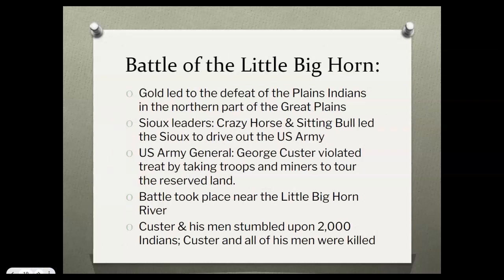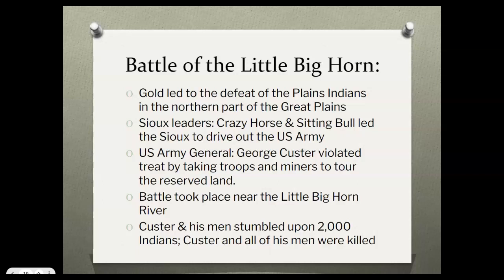One significant battle that we're going to discuss is the Battle of Little Bighorn. As we just mentioned prior, gold has been discovered, and so the settlers are moving into this area by great numbers. Sioux leaders such as Crazy Horse and Sitting Bull would lead the Sioux to drive out the U.S. Army. They were there to look and tour the land, and it was a violation.